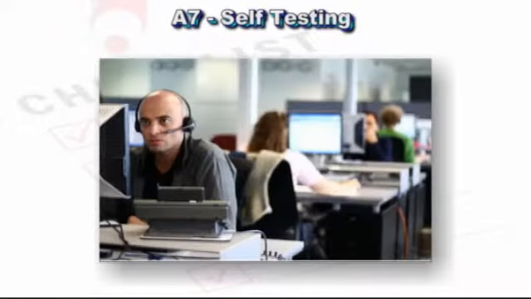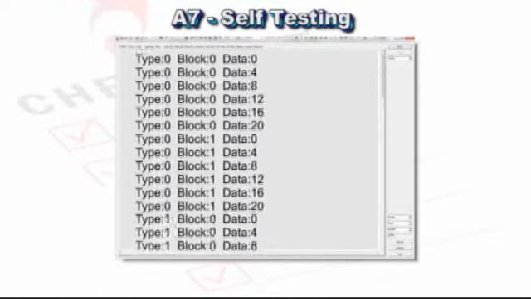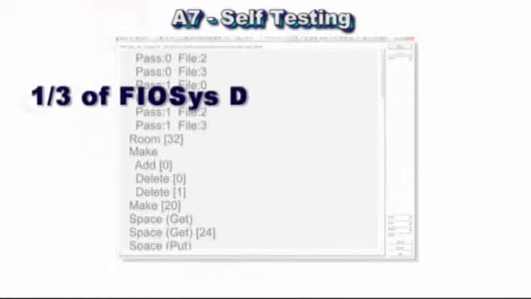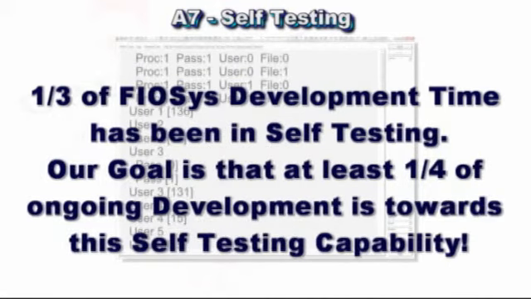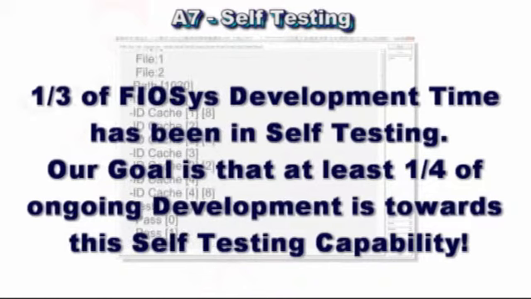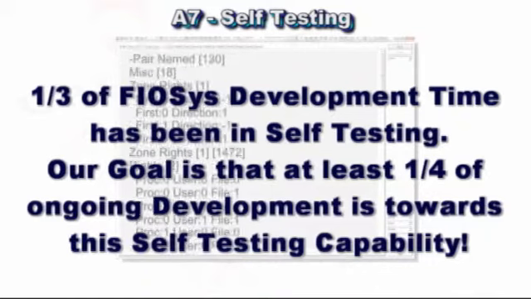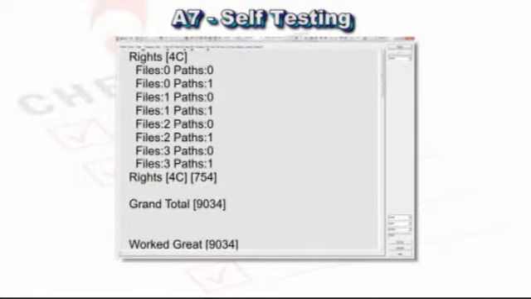7. Self-testing. As developers, the last thing any of us want to do at this stage in our lives is have one more panicked, the customer has a bug session that takes until 4 in the morning to fix. Towards this end, we have built extensive self-testing into the FIOSys system. So far, about 1/3 of FIOSys' development time has been in its self-testing capacity. The goal is to spend at least 1/4 of the system's ongoing development time enhancing this self-testing capability. Because of this, every system installed will be at least as stable, and actually more so than the last system installed.